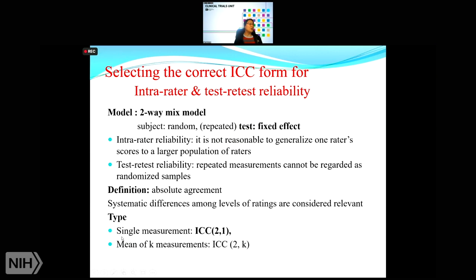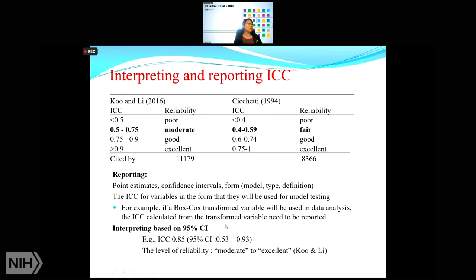As for the type, if a single measurement is used in the real application, we should use ICC 21. If the mean of the K measurements is used in real application, we should use ICC 2K. So how to interpret ICC? This table lists two criteria, which are both highly cited. We can use either of them.